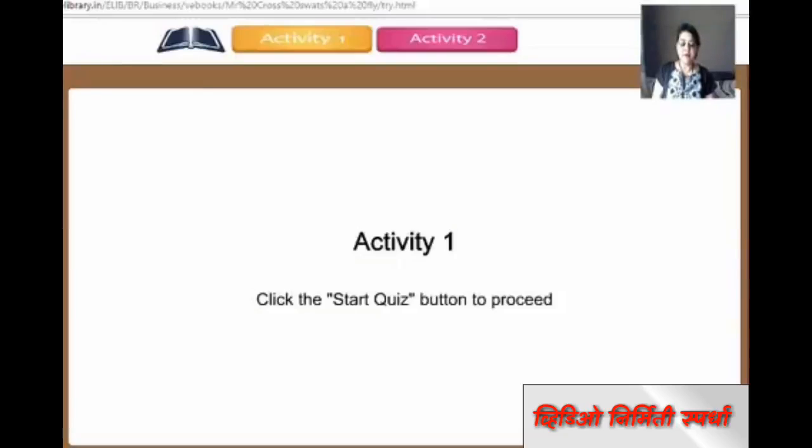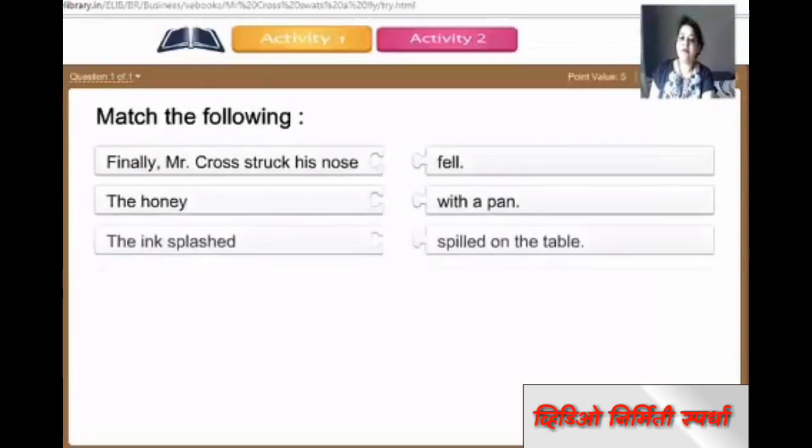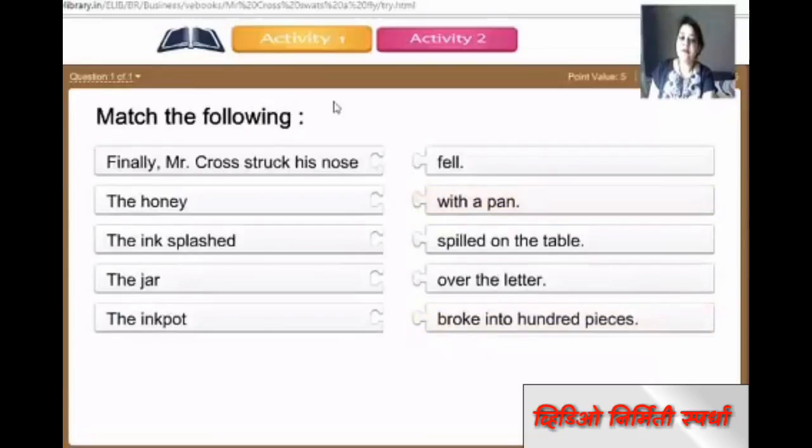Yesterday we learned Mr. Cross was the fly. Today we are going to learn an activity based on this lesson. So shall we start the quiz? Okay, here I am going to start a quiz. There is a simple activity based on this lesson.